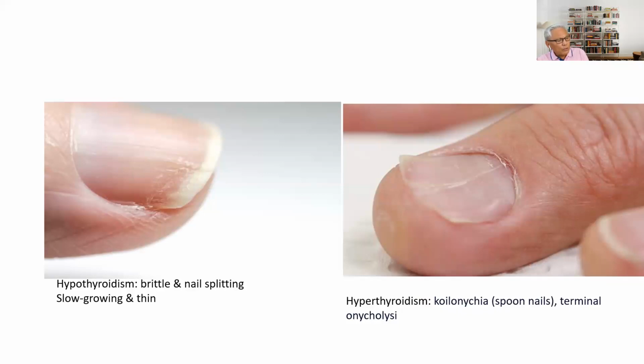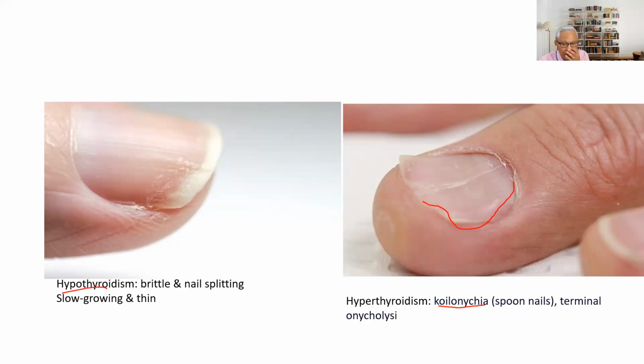All right, there's also going to be nail symptoms. And the nail symptom for hyperthyroidism is spoon nails right here. As you could see, there is a spoon nail. I mean, it looks like a spoon. That is what's called koilonychia. The opposite of that in hypothyroidism is going to be brittle and nail splitting. So they usually have splitting of the nails, and it's going to be a thin nail in patients with hypothyroidism.